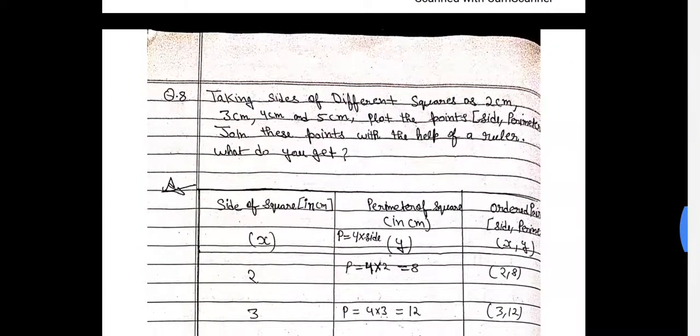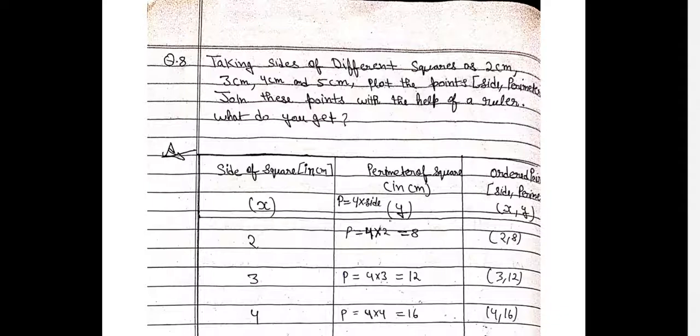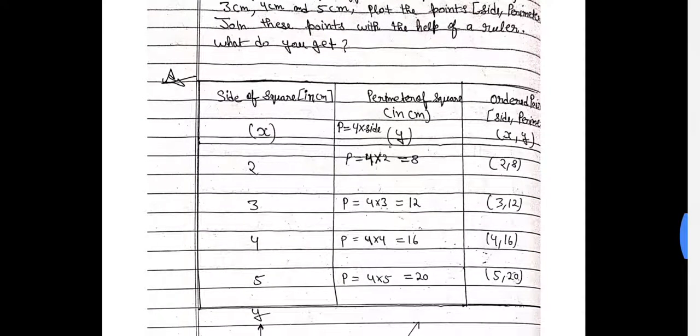Now come to question number 8. Question number 8 says, taking sides of different squares as 2 centimeter, 3 centimeter, 4 centimeter, 5 centimeter, plot the point side comma perimeter. Okay, side is given, you have to find the perimeter, and then you have to plot the point. So you have to draw the table first. Just write here side, write here perimeter, and here ordinate, meaning side comma perimeter.